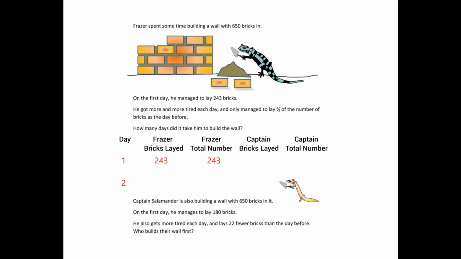Second day, he's more tired. So he's going to lay down 2/3 of the number of bricks that he did the day before. So of the 243 he put down on day one, he's only going to put down 2/3 of that. Okay? So basically what you're going to do, take 243 and multiply it by 2/3.